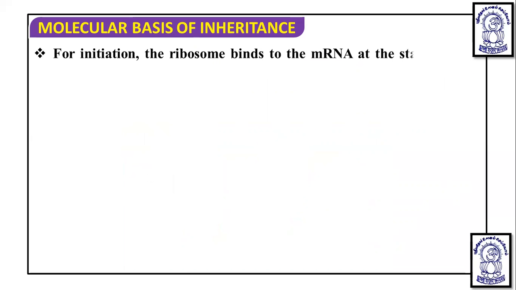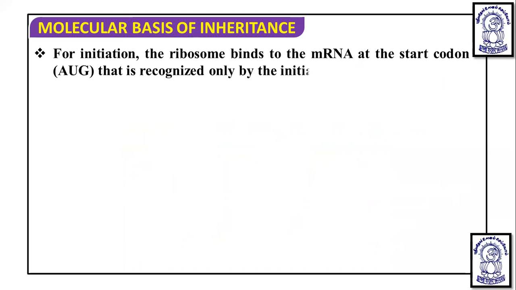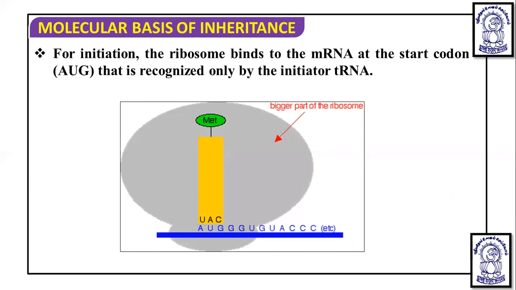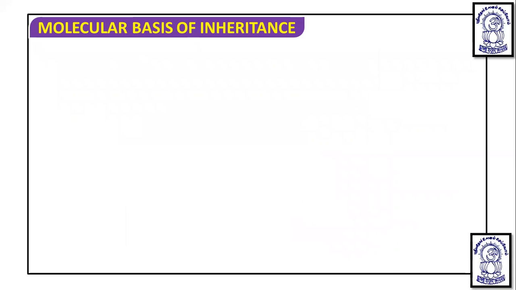And for initiation, the ribosome binds to the mRNA. In the first step, the ribosome binds to the mRNA at the start codon, which is recognized only by the initiator tRNA. First, the small subunit binds with the mRNA, and the mRNA has a specific codon. This codon will lie at the P site, and the particular tRNA will bind here. Then the large subunit will bind. So codon-anticodon bonding will occur.